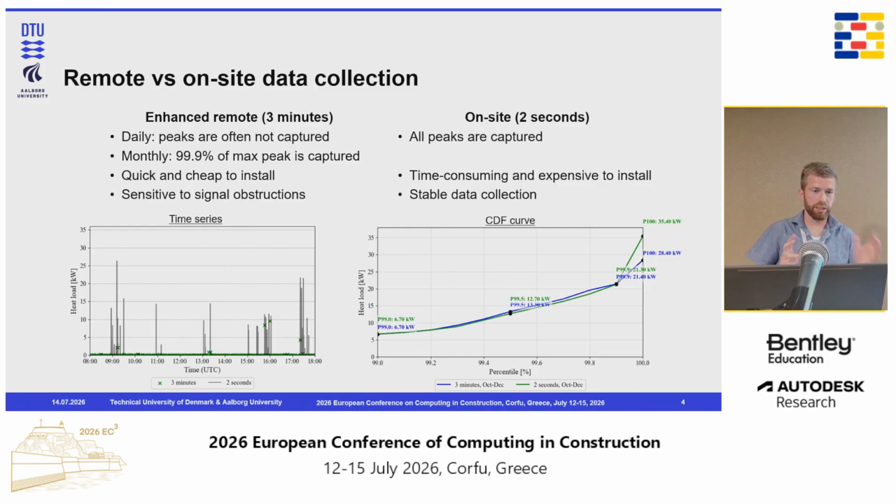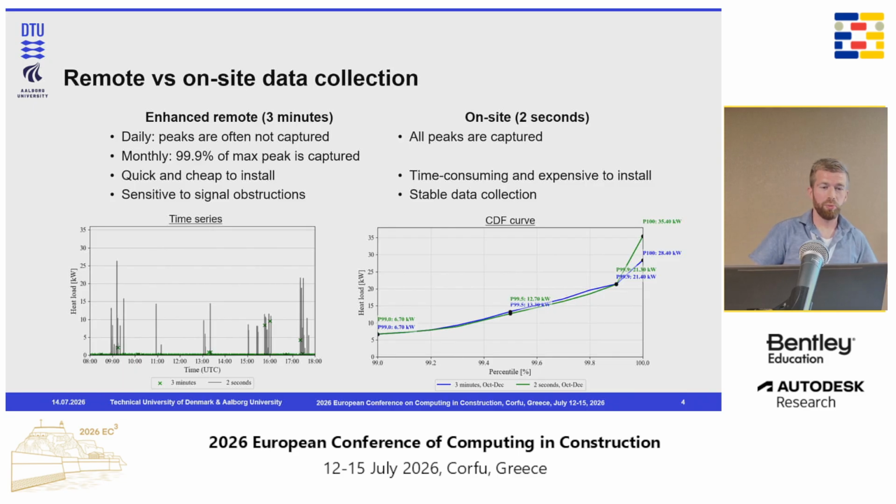If we compare this enhanced remote data collection and the on-site, then with the 3-minute values, if we look at the daily figure you see to the left, the green crosses don't catch the peaks. But if we go monthly, in the right-hand figure, you can see that when I collect monthly data, I can actually capture 99.9% of the max peaks. So I just need more data.